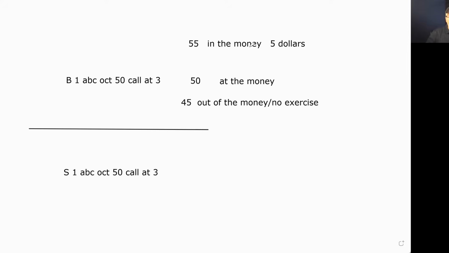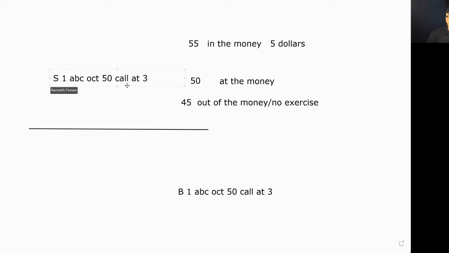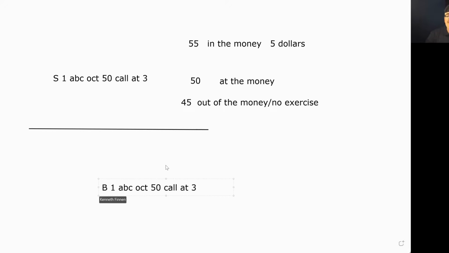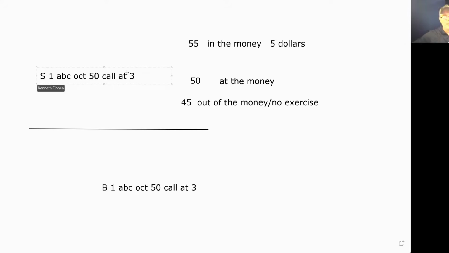Now, let's jump around a little bit. So let's change this, we'll put this down here, we'll put this up here. So we sold a 50 call at 3. It's the same thing. If it's trading at 50, it's at the money. If it's trading at 45, it's out of the money. If it's trading at 55, it's in the money. Because remember, the seller doesn't have rights. The buyers have rights, okay?